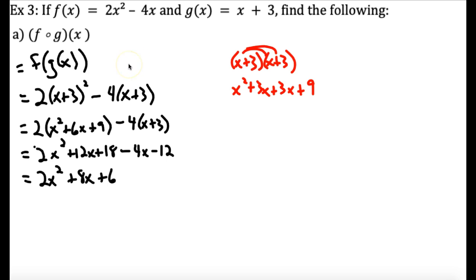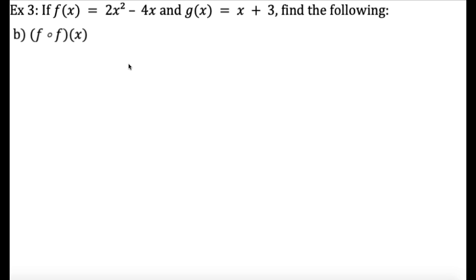All right? So we can actually also compose a function with itself. So f of x means take this function and plug it in place of x everywhere you see an x, right? So this means f of x. So why don't you guys take a minute and try that one, okay? See if you can compose f of x.